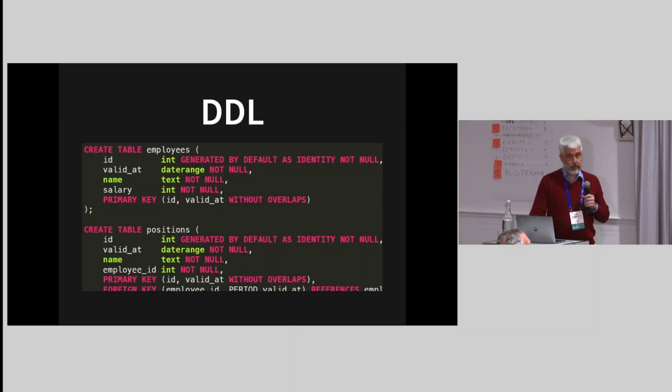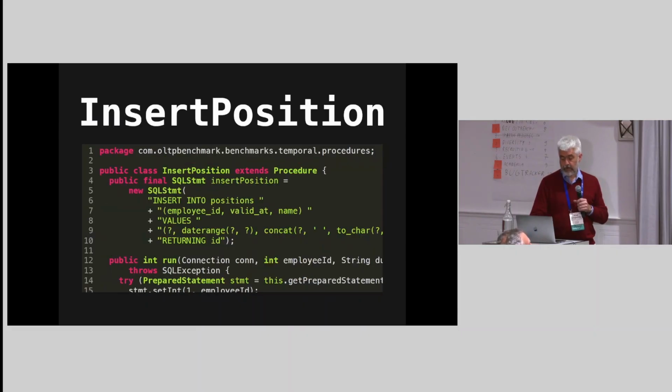Some of this you can do against a V18 Postgres database, but for temporal updates and deletes, you'll need to apply my outstanding patches. So here's a simple example of a procedure in Benchbase. It adds a new position assigned to a given employee. So we have a SQL statement, and we have just some standard JDBC to execute it.